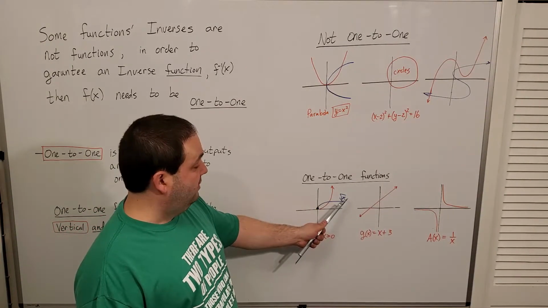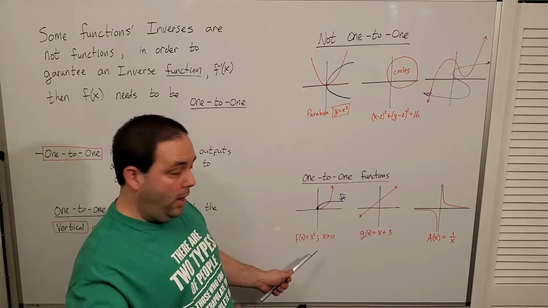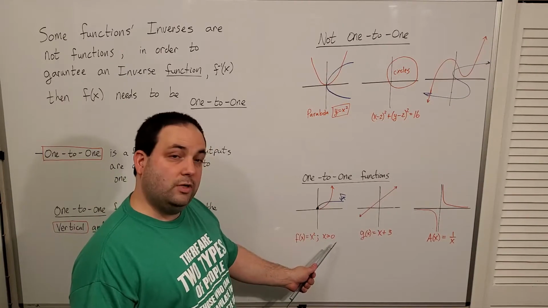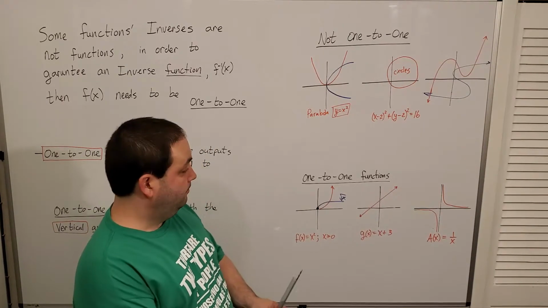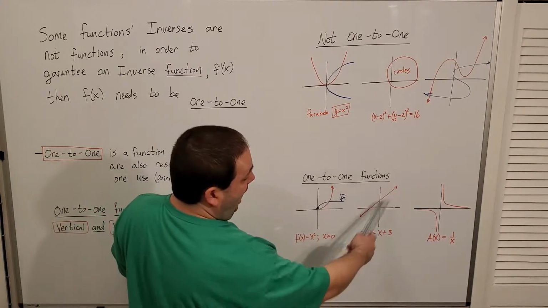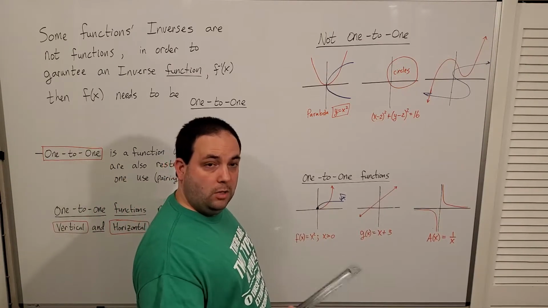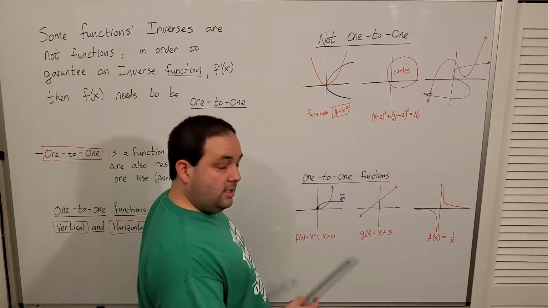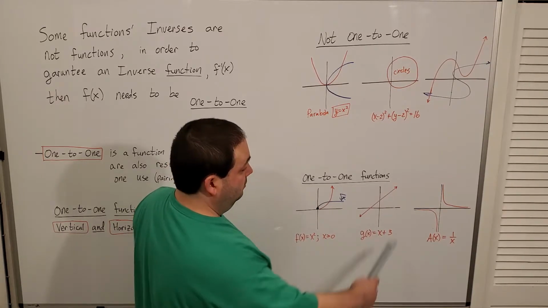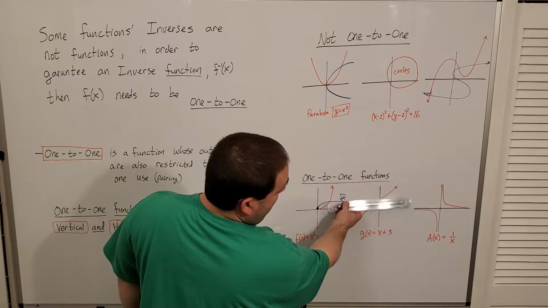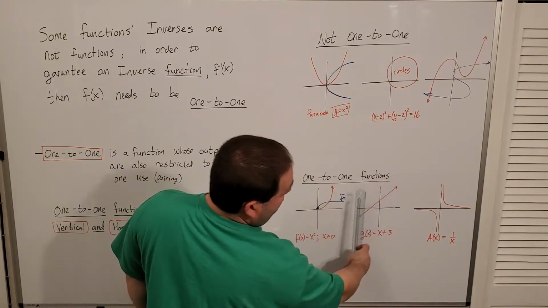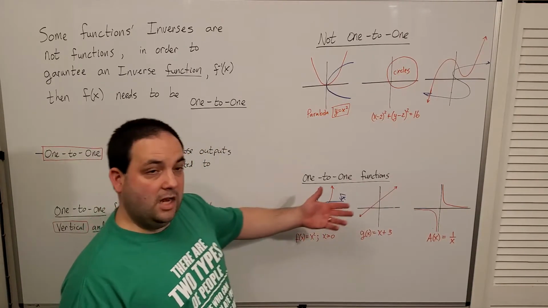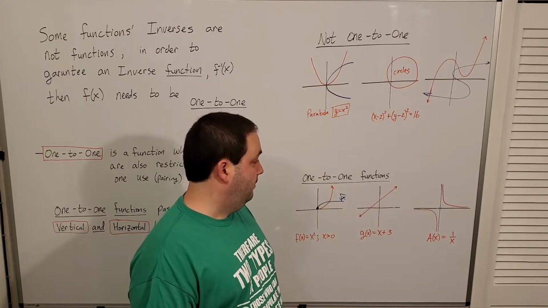So the inverse of the square root function is not just x squared, it's x squared that's restricted to being positive only. Of course, any line other than a horizontal line or a vertical line is going to be a one-to-one function. Okay? So a line is going to pass the horizontal line test as well as the vertical line test, as long as it's not a vertical or horizontal line.